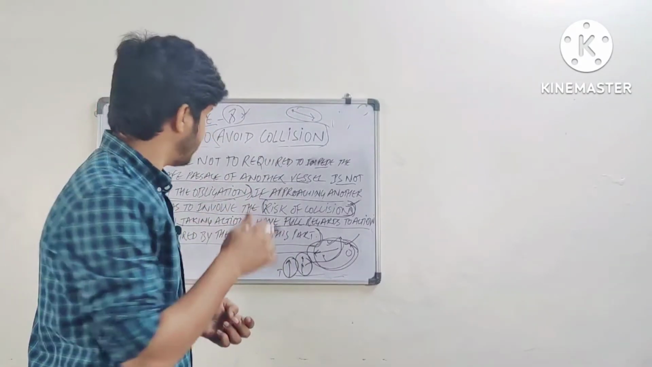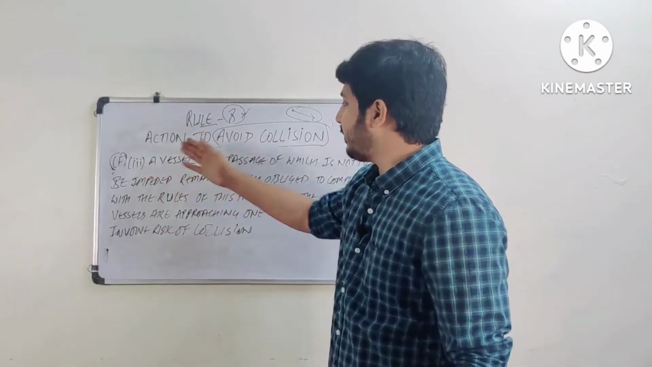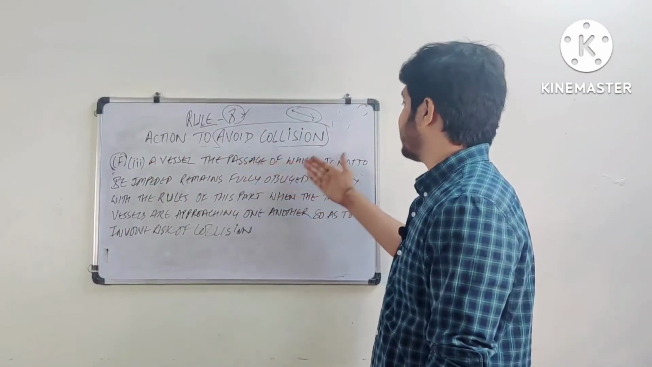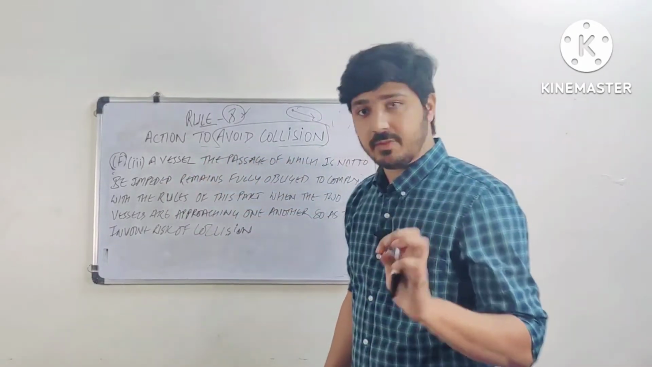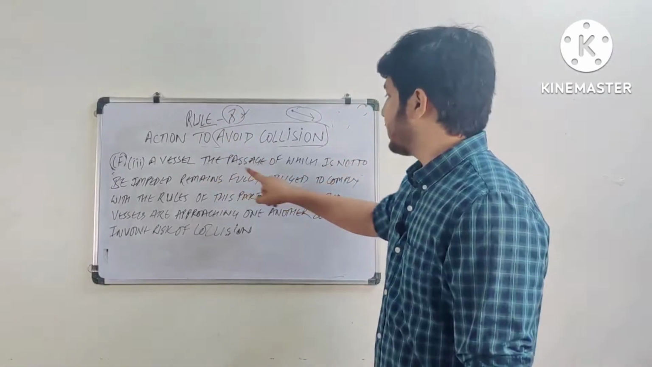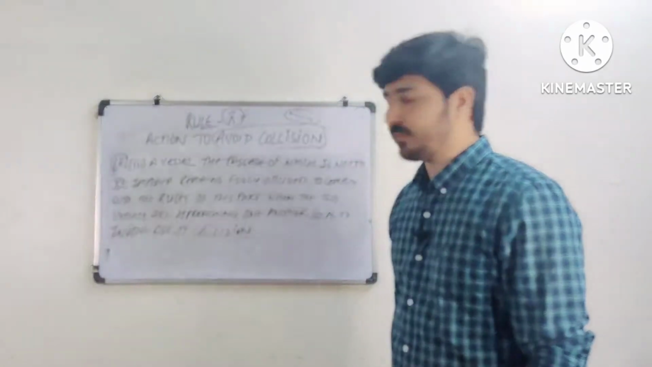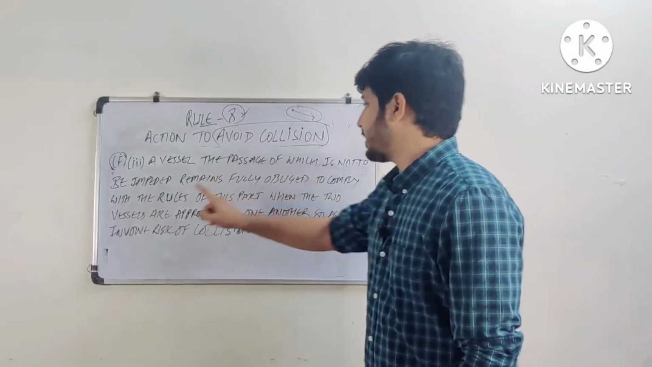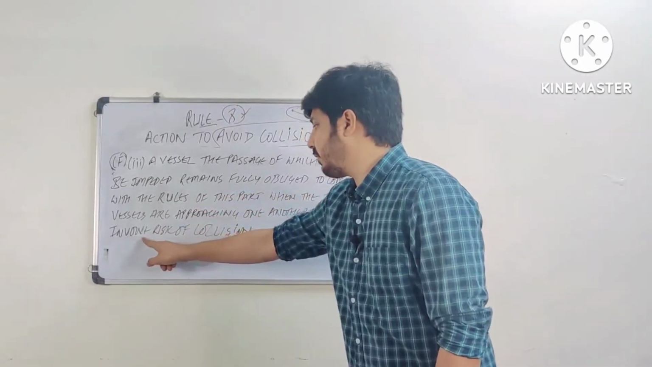Okay, let's jump on to the third part. Okay guys, so what the third part is saying is that a vessel, the passage of which is not to be impeded, means a vessel which is following the safe passage, which should not be impeded, remains fully obliged to comply with the rules of this part when the two vessels are approaching one another so as to involve the risk of collision.